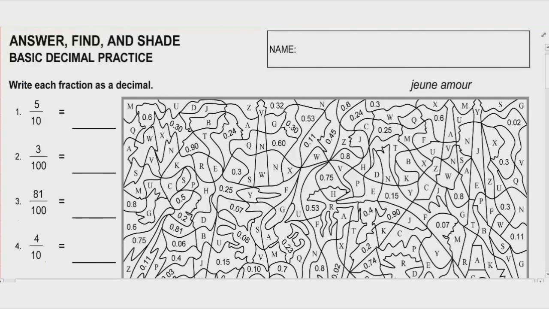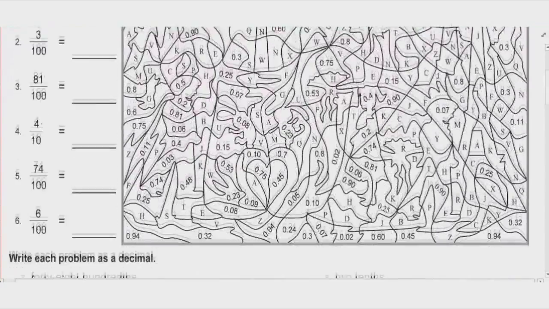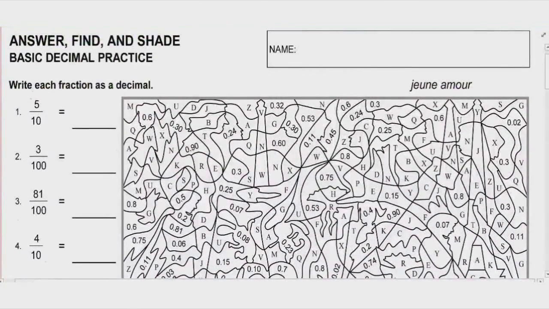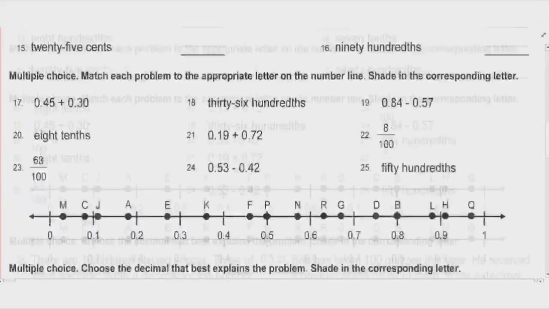Well, let's take a look at the problems. Problems 1 through 6, the directions say write each fraction as a decimal. So all we're doing is changing a fraction into a decimal. And basically, there's 2 ways of doing this. So let's come down here and let me show you the 2 ways. The first method can be used to change any fraction to a decimal. So the fraction we were just looking at was 5 over 10.